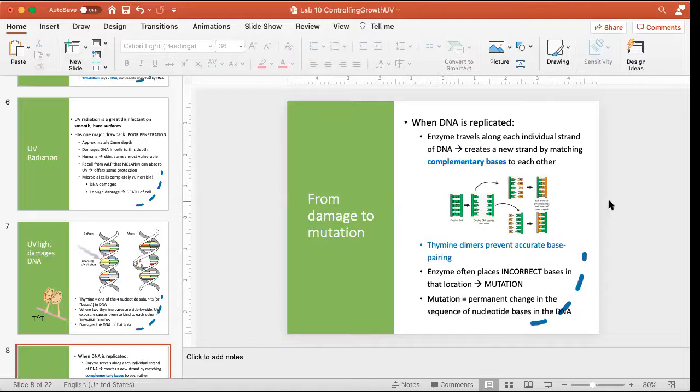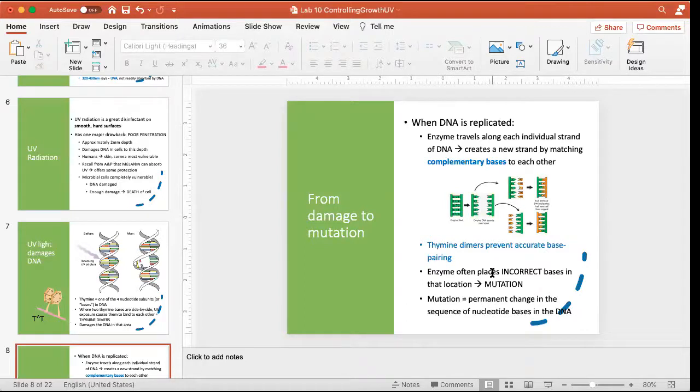Unfortunately, when that enzyme gets to a thymine dimer, it doesn't know what to do. When it reaches a thymine dimer, the enzyme doesn't know what to put on the new strand of DNA because it doesn't recognize the dimer. So it will just place any base there. And often that means an incorrect base.